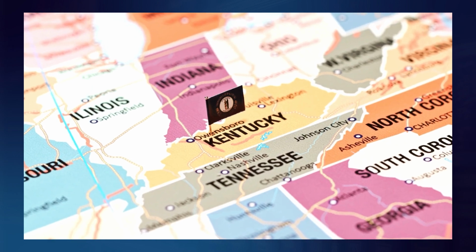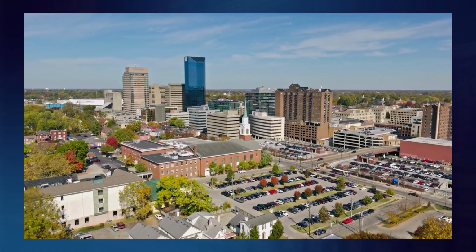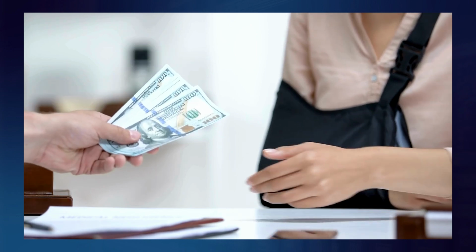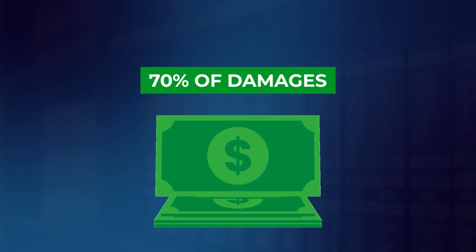For example, I practice law in Kentucky. Kentucky is a pure comparative negligence law state. This means that if you're in an accident, you can still get compensation even if you're partly at fault. For example, if you're 30% at fault, you receive 70% of your damages.